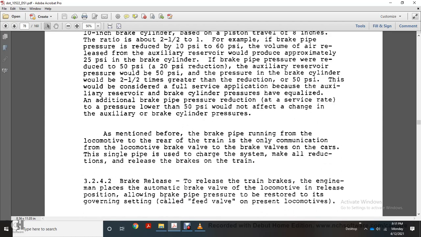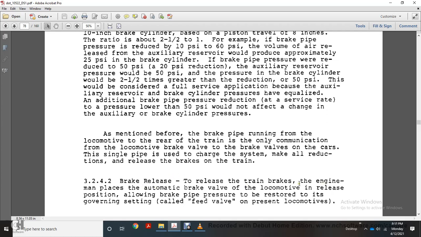As mentioned before, the brake pipe running from the locomotive to the rear of the train is the only communication from the locomotive brake valve to the brake valves on the cars. The single pipe is used to discharge the system, make all reductions, and relieve the brakes on the train.